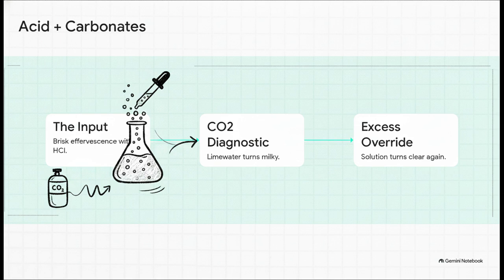because an insoluble calcium carbonate precipitate has formed. But here is the fascinating twist in step 3, which we call the excess override. If you continuously pump that excess CO2 through the milky solution, it chemically converts that solid precipitate into soluble calcium bicarbonate, and the milkiness just completely disappears.